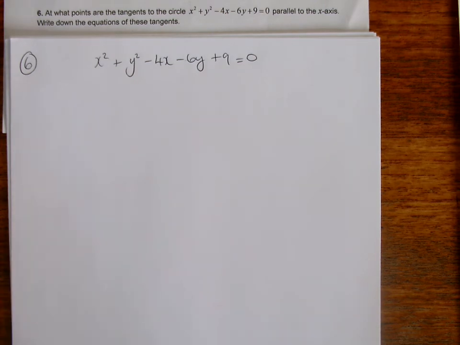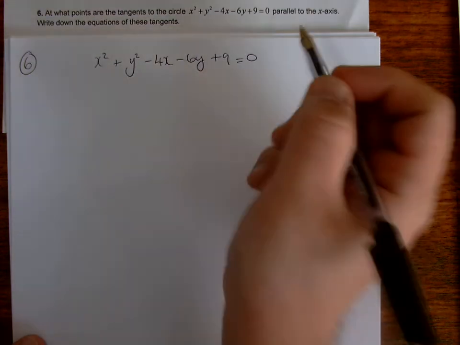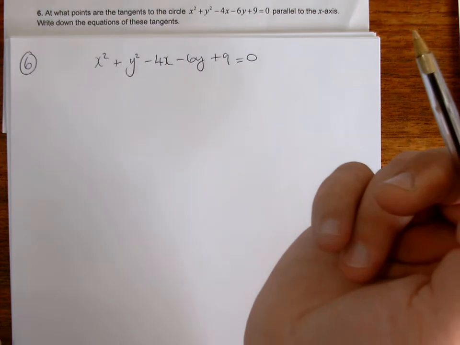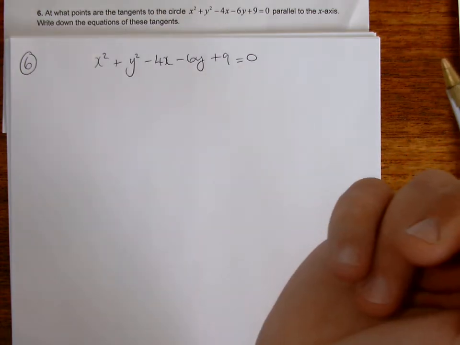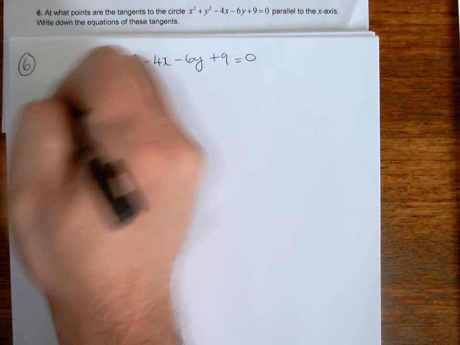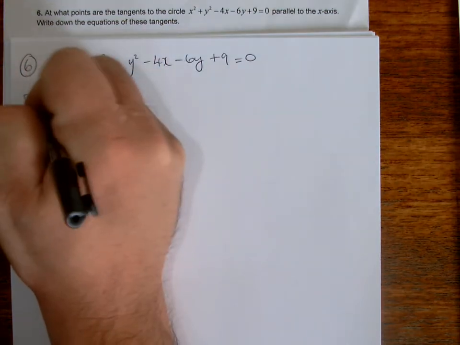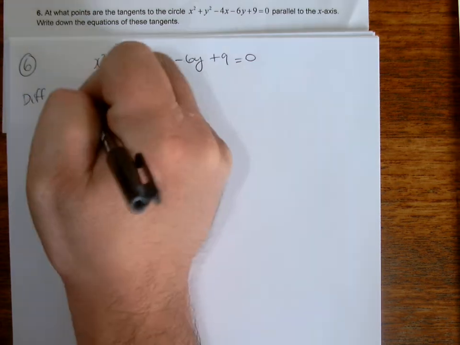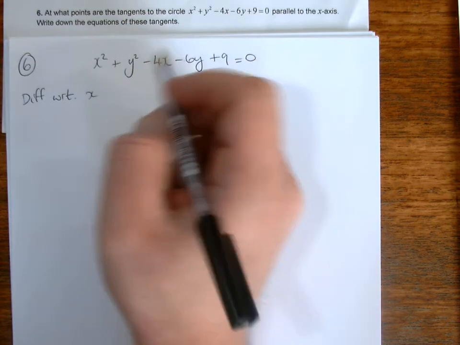Now, if you remember about tangents, that's referring again to the gradient. So if we get the gradient of the curve, or the circle in this case, then we can find a tangent at a particular point, because the gradient of the curve will be the same as the gradient of the tangent at that point. So we need to work out the gradient function, right? So we'll differentiate with respect to x. We're going to differentiate implicitly.